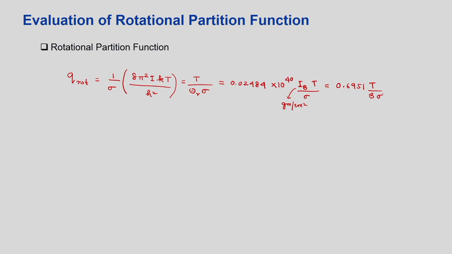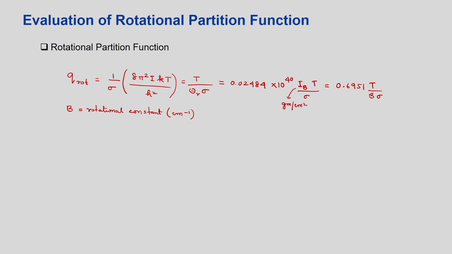So B is a rotational constant which is unique for a particular compound. B is the rotational constant in centimeter inverse. So this is one way of writing it.